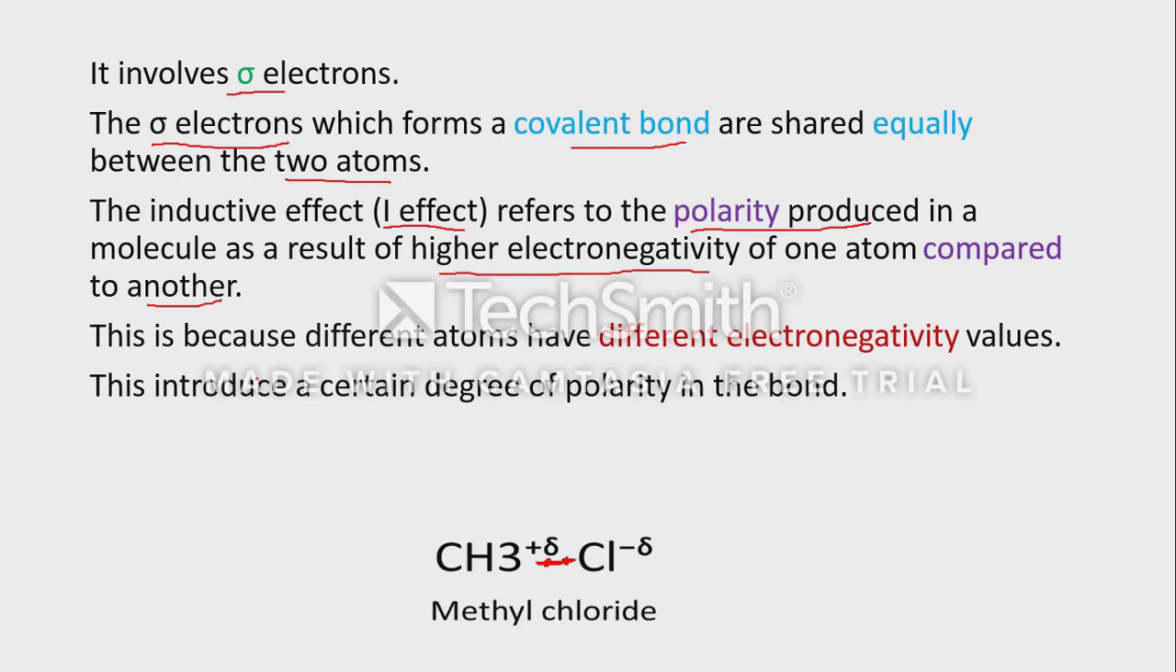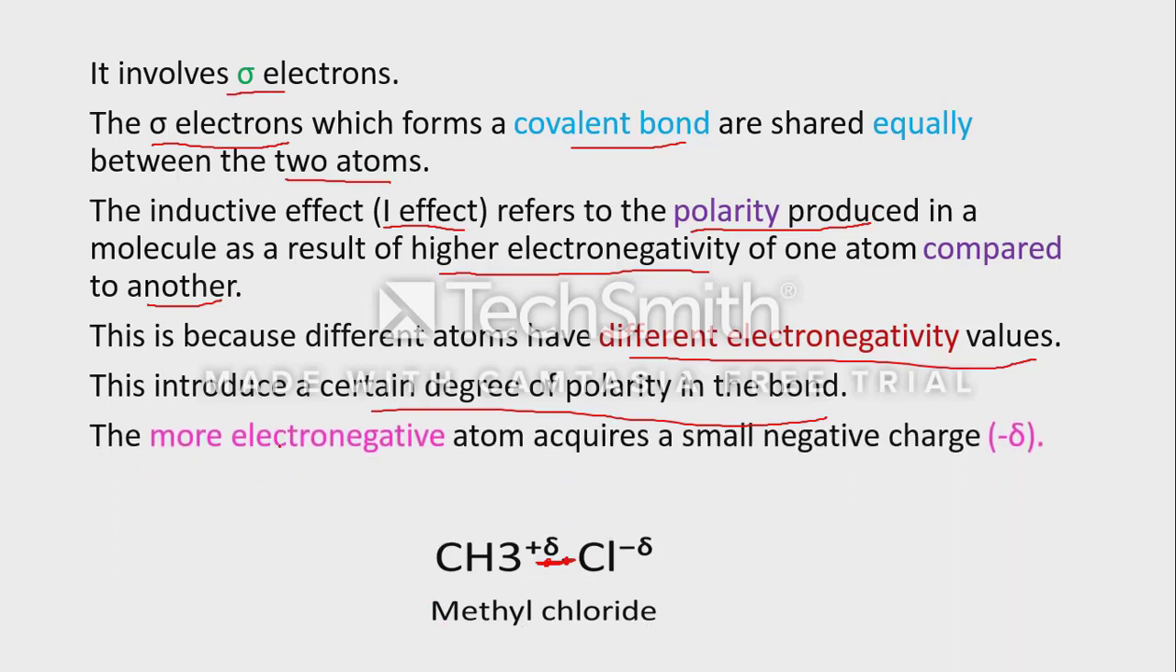This is because different atoms have different electronegativity values. That's why inductive effects happen. The chlorine atom has a higher electronegativity value than the methyl group. This introduces a certain degree of polarity in the bond, because the different electronegativity values produce a certain degree of polarity in the bond.